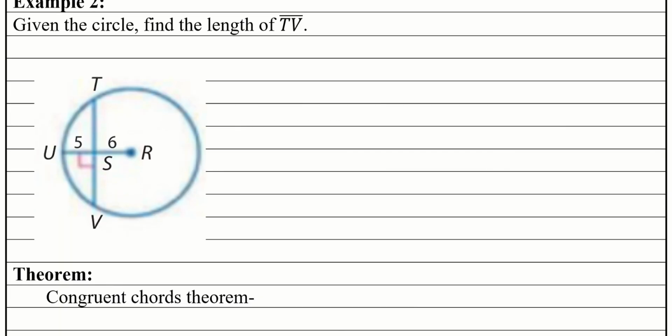Example 2, let's say we're given this circle here. Okay, so we have circle R. We have all these different points where they're intersecting here, and we want to find the length of TV.